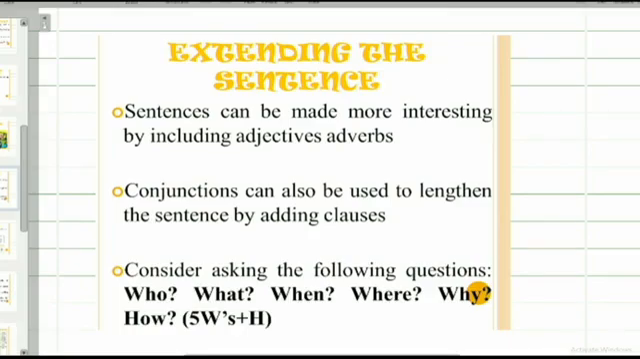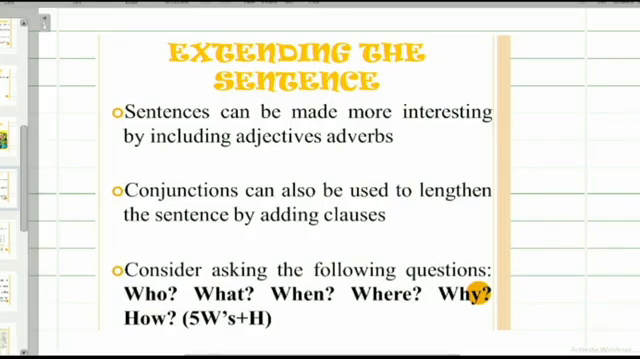So sentences can be made more interesting by including adjectives and adverbs. So we are going to talk about making sentences more interesting. And one way to do that is by adding adjectives and adverbs. But first of all, you need to know your adjectives and you need to know your adverbs, right? And if you don't, here's an opportunity for you to learn it now.